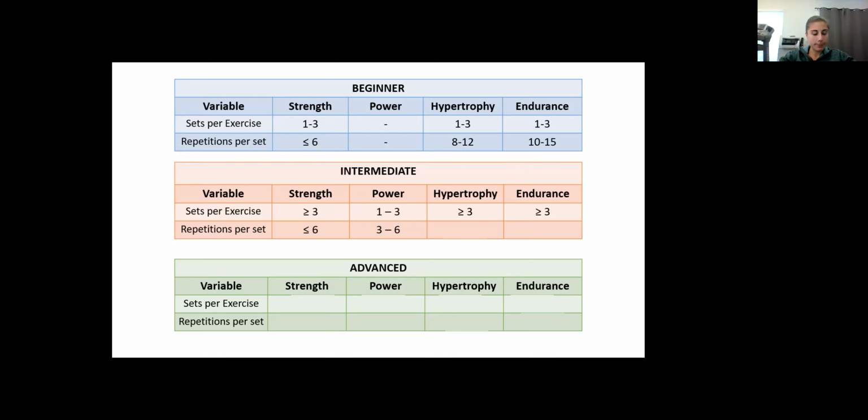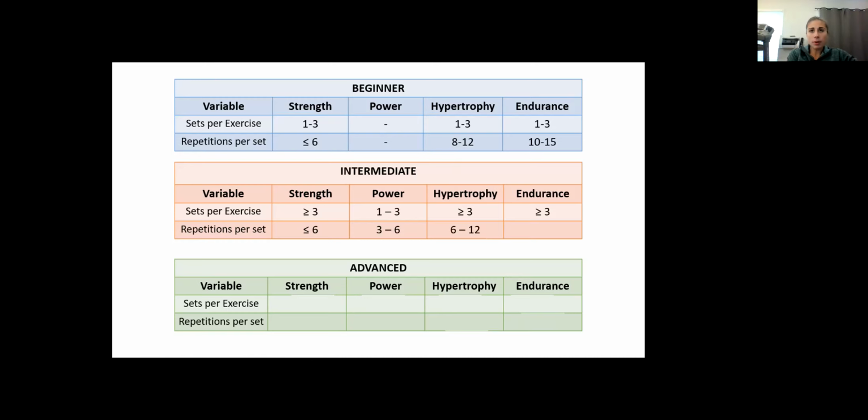Hypertrophy? Anyone? Close there, Evan. It is 6 to 12. So 6 to 12 reps for hypertrophy. You are right, you're in the range, but you can go to 12 and it would still be considered hypertrophy.